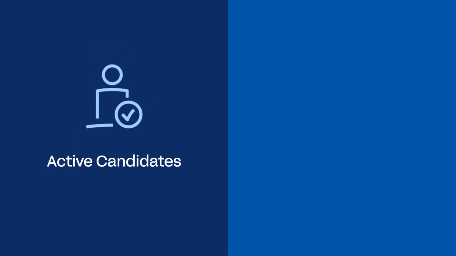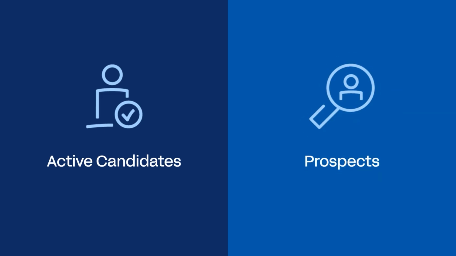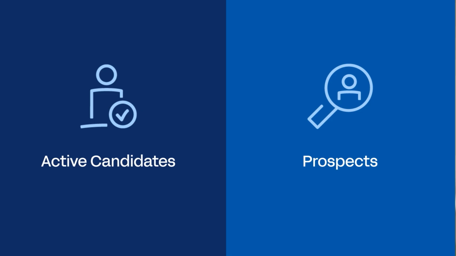Active candidates are those who have actually applied to one or more job requisitions in your company. Prospects are individuals who haven't submitted an application yet, but have shown interest in your company in some way. Active candidates are ready for the next step in the application process, while prospects might need some nurturing before they're ready to apply. By understanding the distinction between active candidates and prospects, you can tailor your outreach strategies.